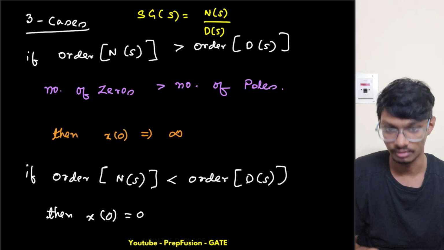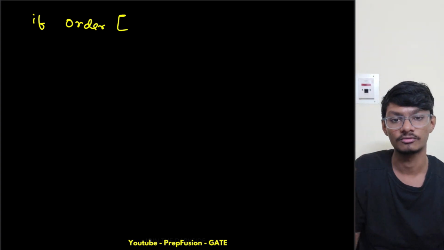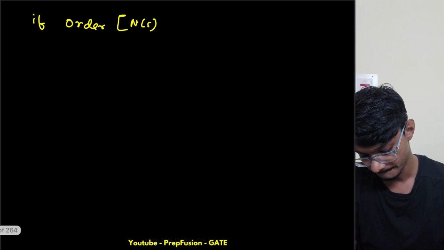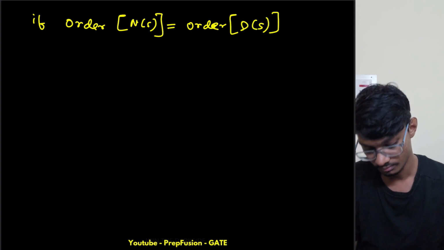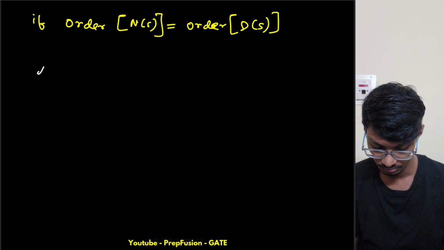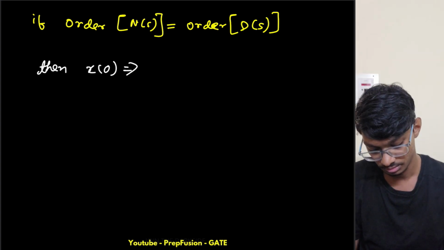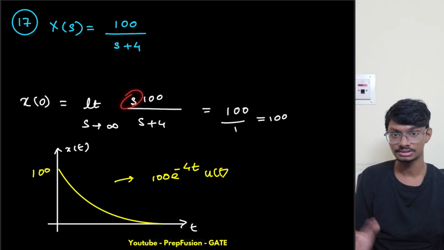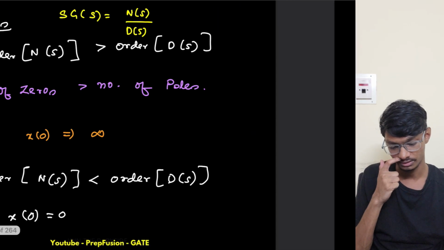So then all of this will be valid. Now if the number of poles and zeros are equal for this transfer function, s times g of s, then x of 0 equals a finite value, just like here. Here the poles and zeros are not equal, but if I multiply by s, then the number of poles and zeros for s g of s become equal, finite, and we'll get some finite initial value. That is exactly what is written here.